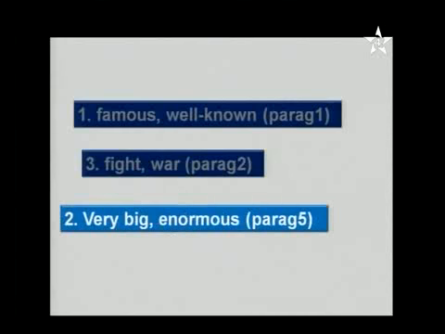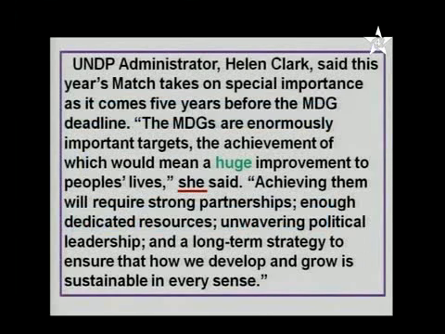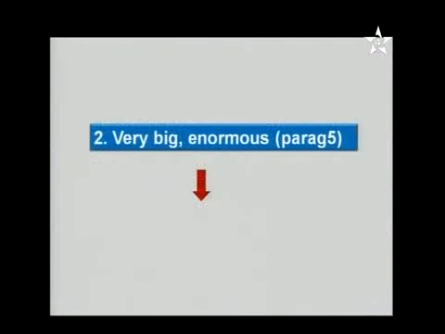Now, number 3, find a synonym for very big, enormous. Where? Of course, in paragraph 5. Okay? Very big, enormous, which means you're going to find an adjective. Enormous is an adjective. So your job is to look for an adjective in paragraph 5, which means the same thing as enormous. Here we go. It's there. Huge. So the answer, very big, enormous in paragraph 5 means the same thing as huge. Right.